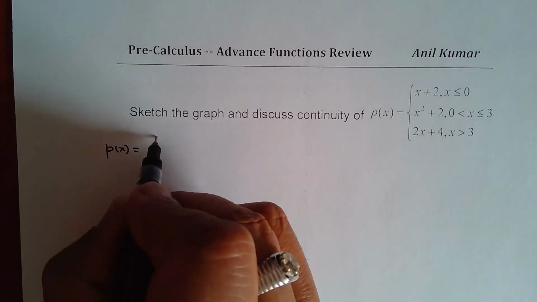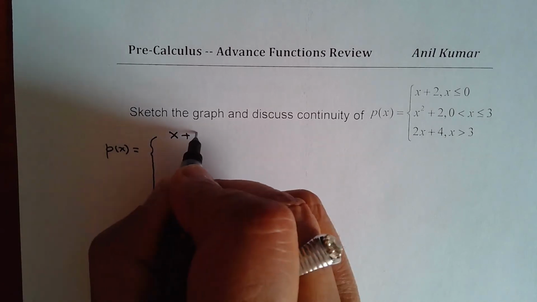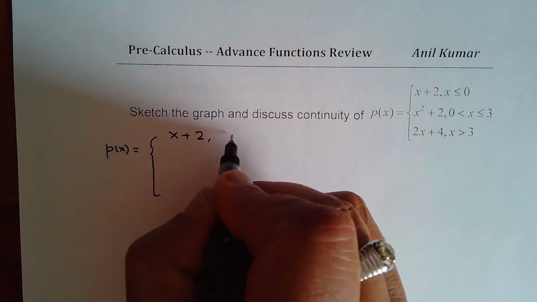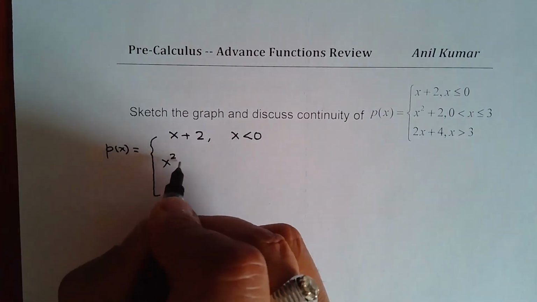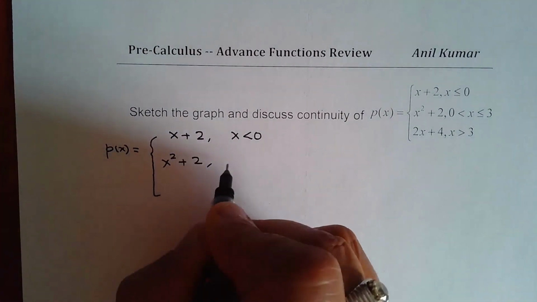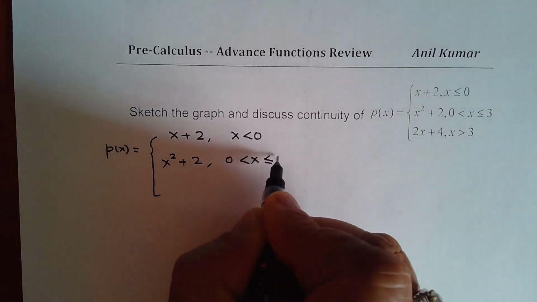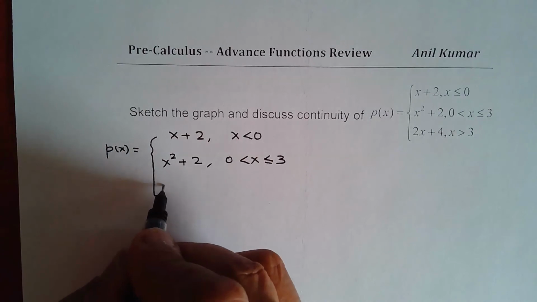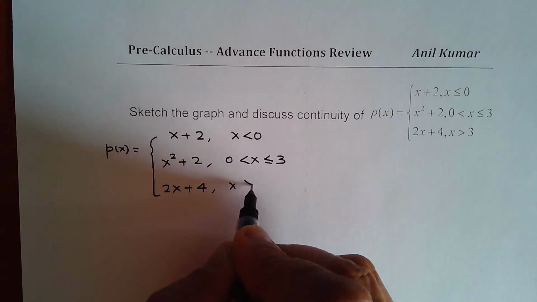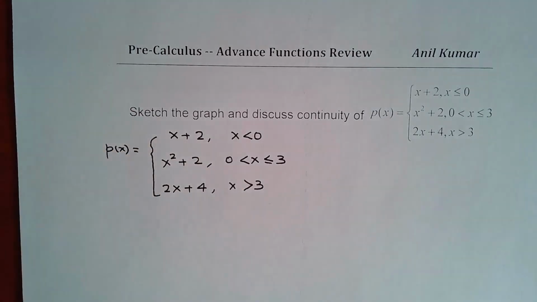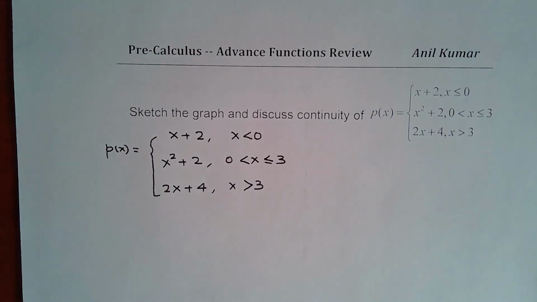So there are three pieces in this particular function. First is the linear part, which is x plus 2, where x is less than 0. Then we have a quadratic function, x squared plus 2, when x is between 0 and 3, including 3. And then we have another linear part, which is 2x plus 4, when x is greater than 3, right? We need to sketch the graph and also discuss the continuity.